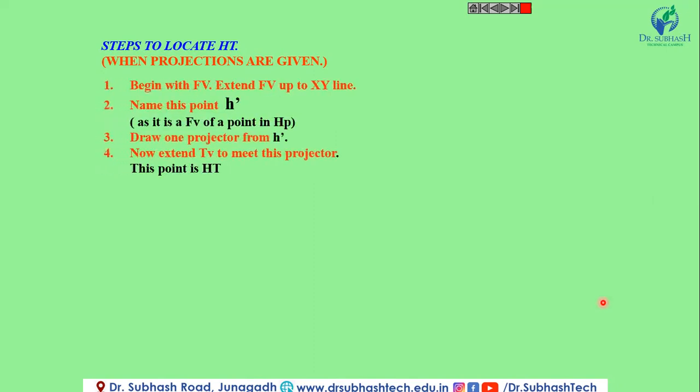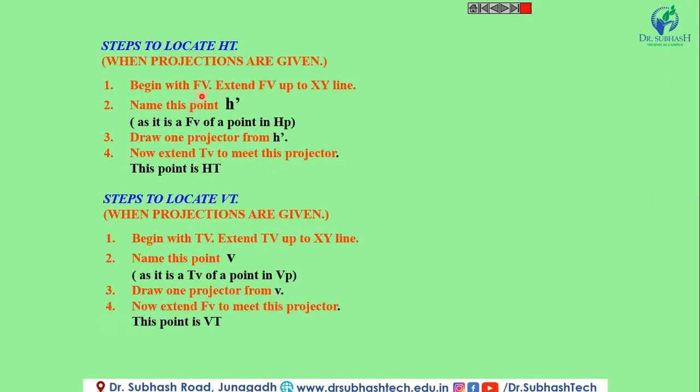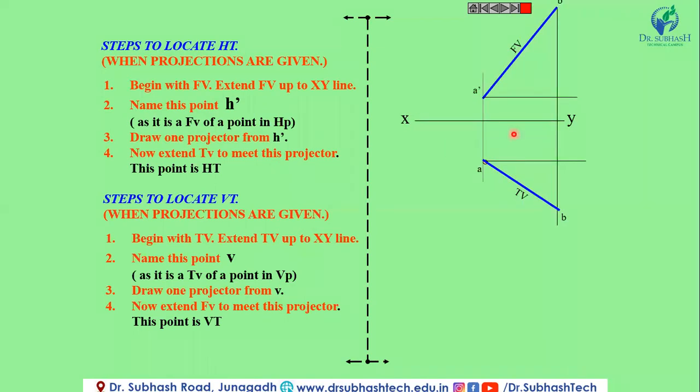Now, the steps to locate the HT and VT when projections are given. Here are the different steps to locate the HT and the steps to locate the VT. Let us see how to locate them. Here the front view A dash B dash and the top view AB are given. Now we have to locate the HT. Begin with the front view and extend this front view A dash B dash up to the XY line.